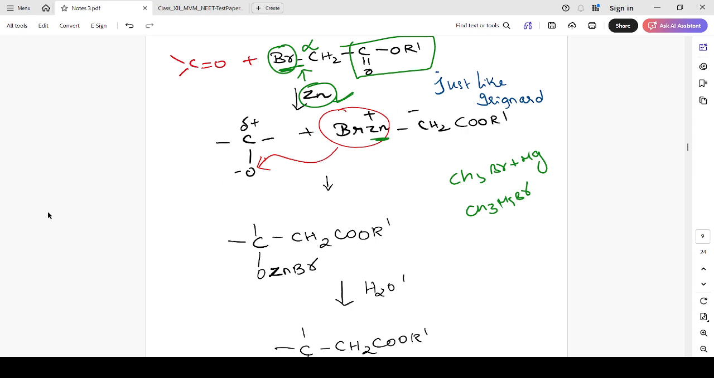The next reaction is very similar to what you have studied with respect to your Grignard. What do you do in Grignard immediately? The next step, I'm having carbonyl, C double bond O is there. This is negative. So what will the negative do? The negative will go and attack over there. So the double bond O is getting shifted. That Zn and Br would go and attach, isn't it?